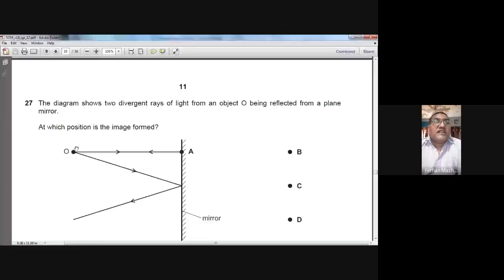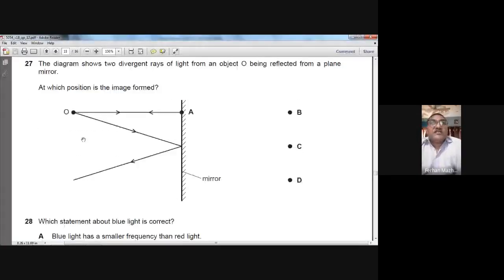Okay. Question number 27. The diagram shows 2 divergent rays of light from an object O being reflected from a plane mirror. At which point is the image formed? If I prolong this line behind the mirror, and I prolong this reflected ray behind the mirror, I hope they will intersect at point B, so it means the image will be formed at B. So for question number 27, B is the option. I hope you have understood. I have prolonged this ray behind the mirror and I have prolonged this reflected ray behind the mirror. So where these 2 rays intersect, the image will be formed. B is the option.